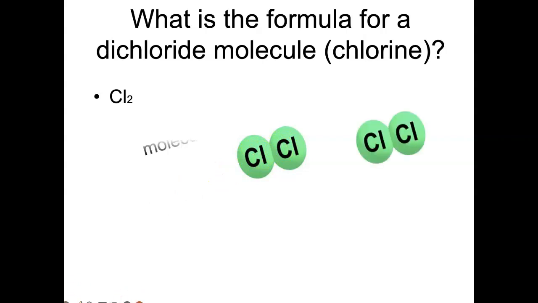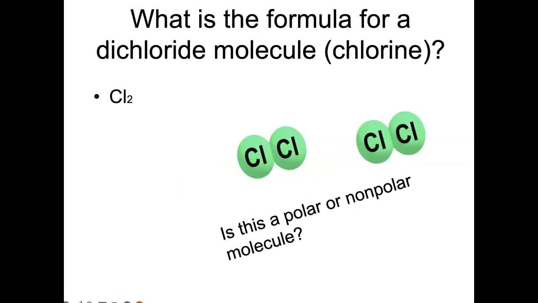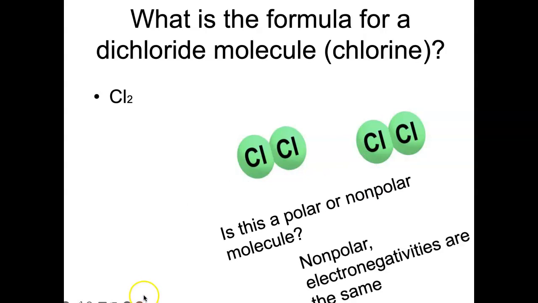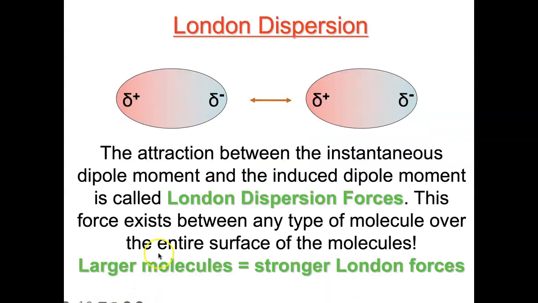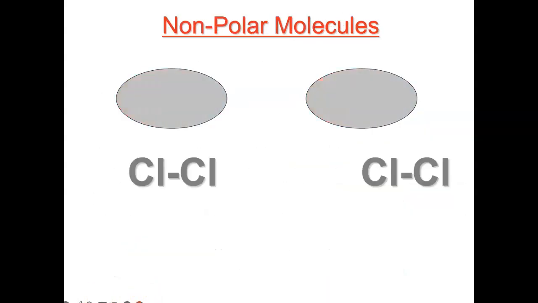Our electronegativity is going to be the same, because the electronegativity of chlorine, I don't even need to look it up, is the same as the electronegativity of this chlorine. So is either of these atoms pulling on the electrons more? No. So there are no charges. So this is a nonpolar molecule. So if we looked at it like this, this is what the molecule would look like.